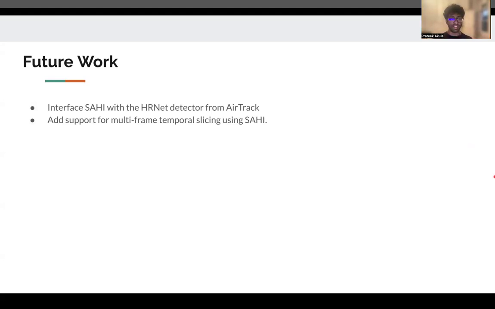In addition, after doing that, we will add support for multi-frame temporal slicing using SAHI. By doing so, we can much more easily see how an object moves over time, and through that, be able to better detect objects with higher confidence rates.